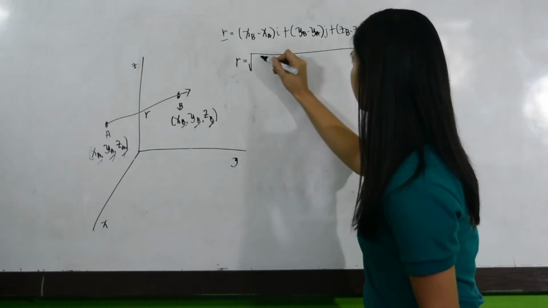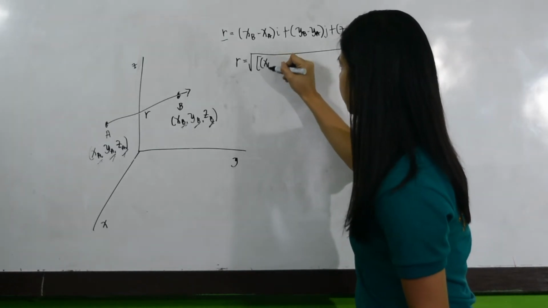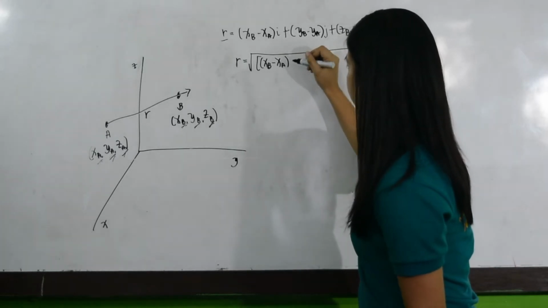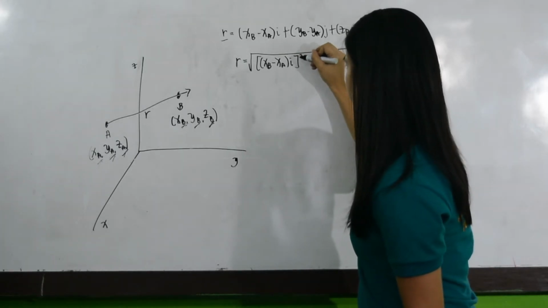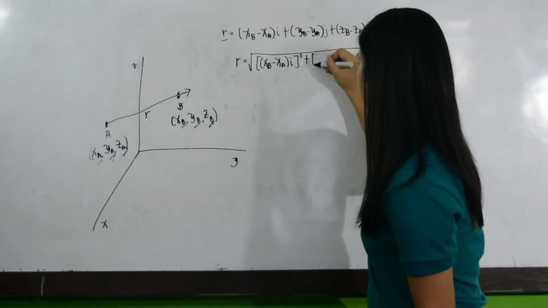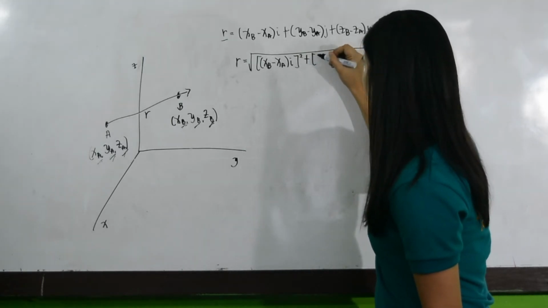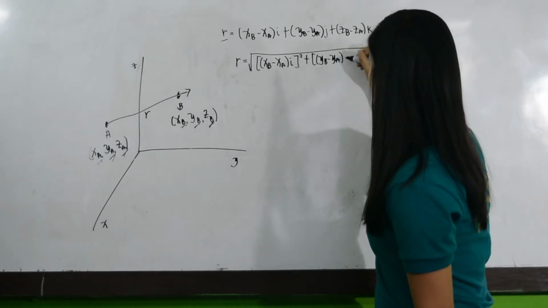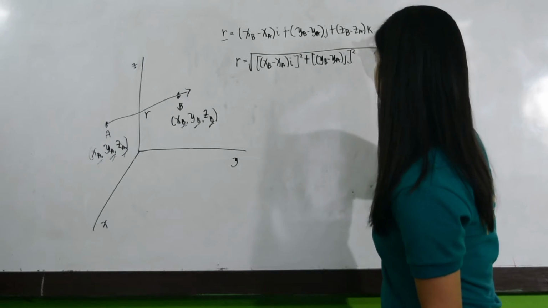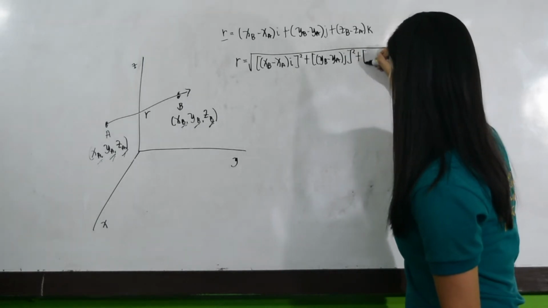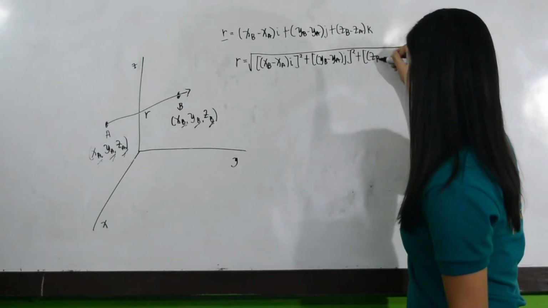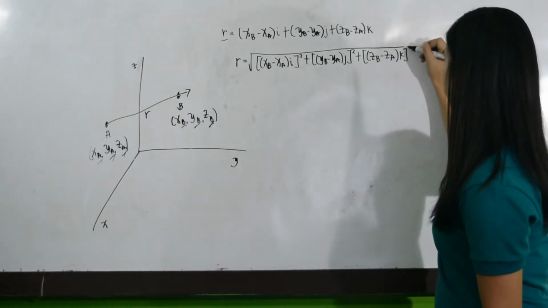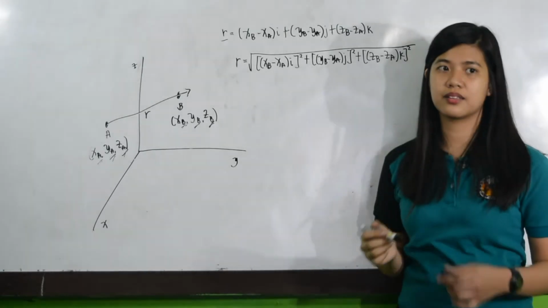So, for finding the magnitude of vector r, this is just simply the r is equals to the square root of quantity of x sub b minus x sub a times the direction, which is the i, and then squared, plus the quantity of y sub b minus y sub a times j, and then squared, plus quantity of z sub b minus z sub a times k, and then squared.